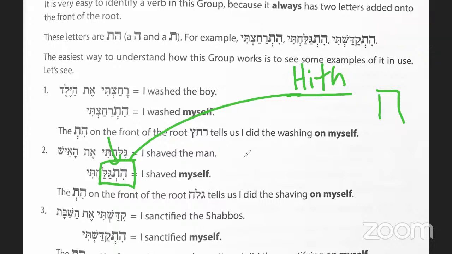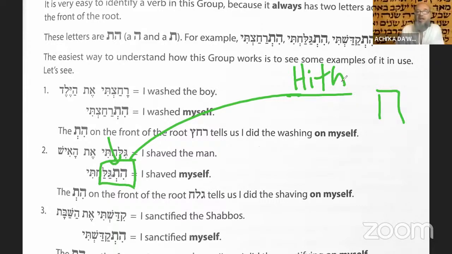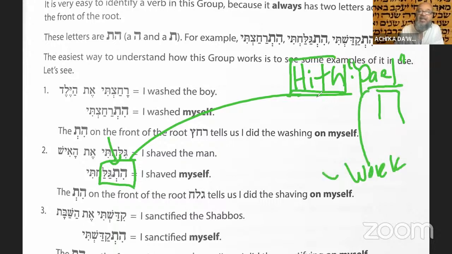Yes. Hith. Okay. So you guys always hear me talk about hithpael. That's what a hithpael is. A hithpael is a hith, and then pael is the work on myself. So pael has to do with work, and then the hith is pointing to myself.